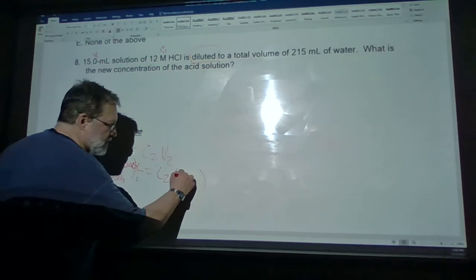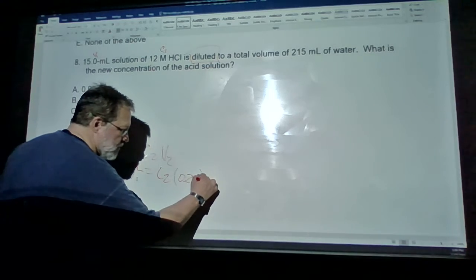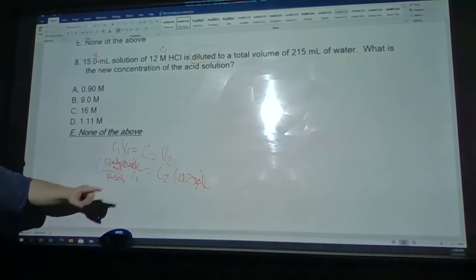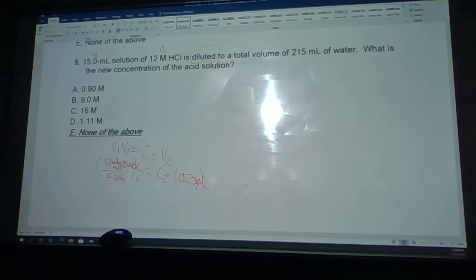So this is 0.230 liters. So it's 12 times 0.015 divided by 0.230. None of these answers is correct. So the correct answer here is E.